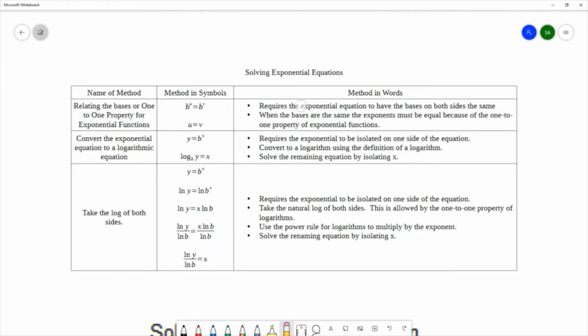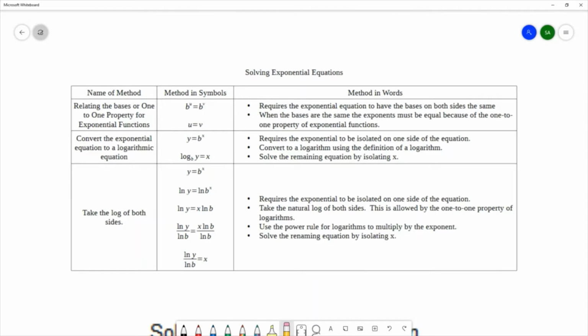This requires the exponential equation to have the bases on both sides be the same. And when the bases are the same, the exponents must be equal. And because of that one-to-one property is the reason why the exponents must be equal to each other. So this is one method for solving exponential equations.